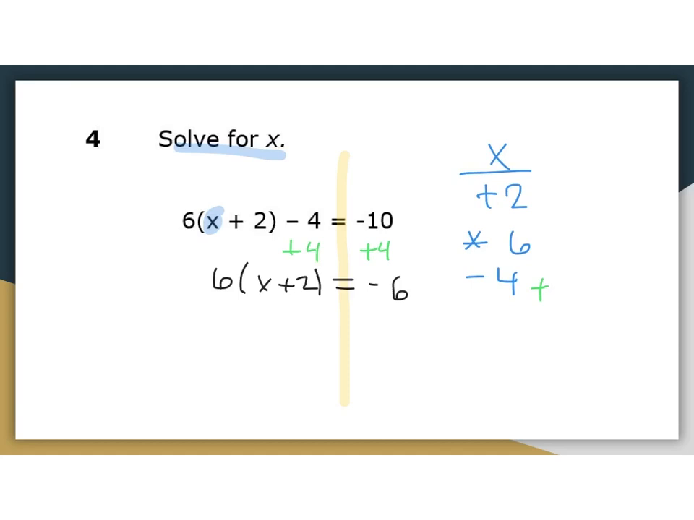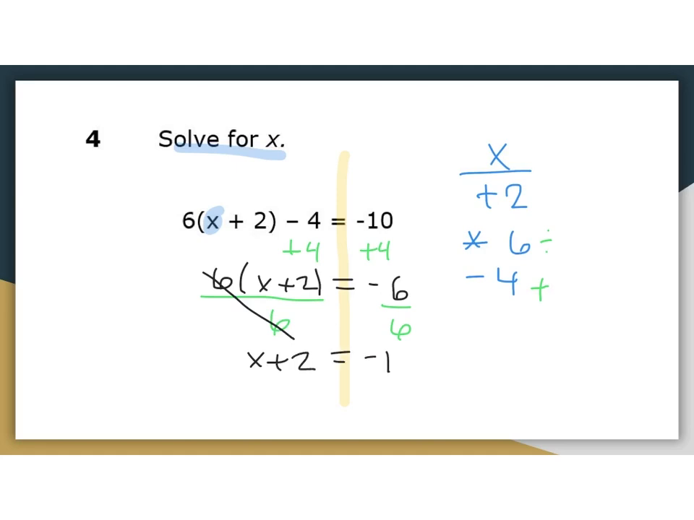The next step is, instead of multiplying by 6, we are going to divide by 6. So everything gets divided by 6. These are going to cancel out, leaving us just with the x plus 2 is equal now to a negative 1.